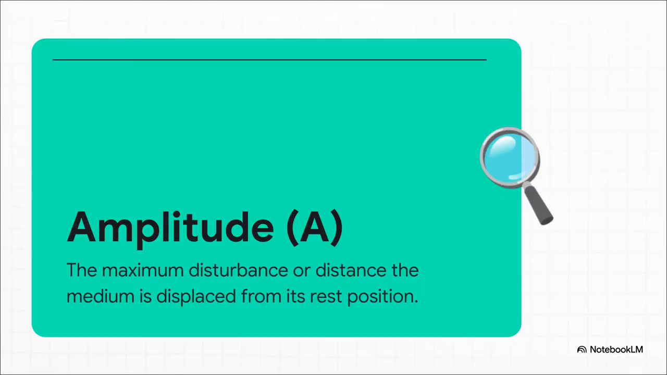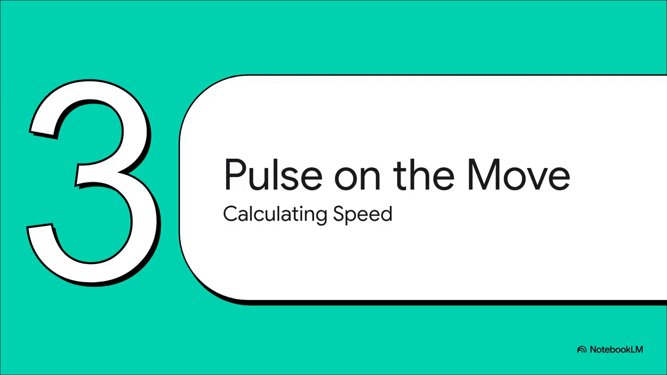Let's talk about amplitude for a sec. You can think of amplitude as a measure of energy. The harder you flick that rope, the more energy you give it, and the higher that pulse is going to be. Bigger flick, bigger amplitude. All right, we've defined a pulse, we've measured its shape. Now let's talk about how fast it moves.